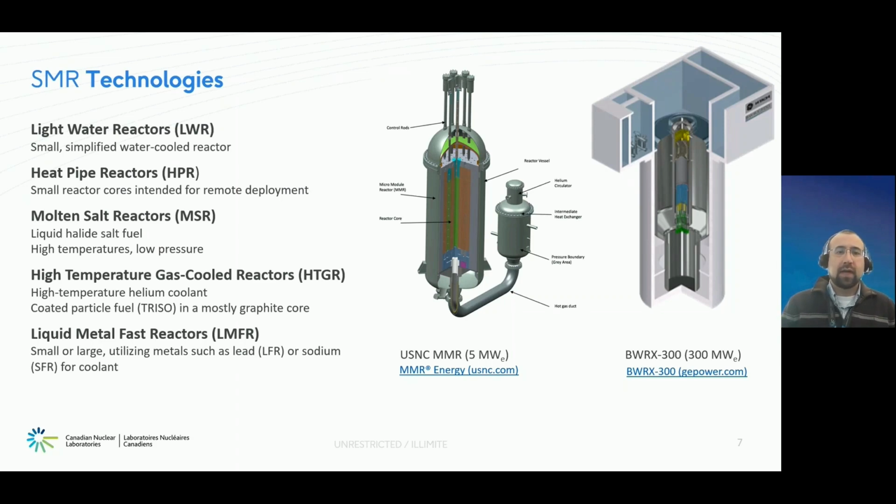And there are liquid metal fast reactors. I've already mentioned a sodium cooled fast reactor, for example. All of these technologies are quite different and quite distinct from the more typical CANDU reactors that we're familiar with here in Canada, or the well understood, well utilized light water reactors that exist around the world today.